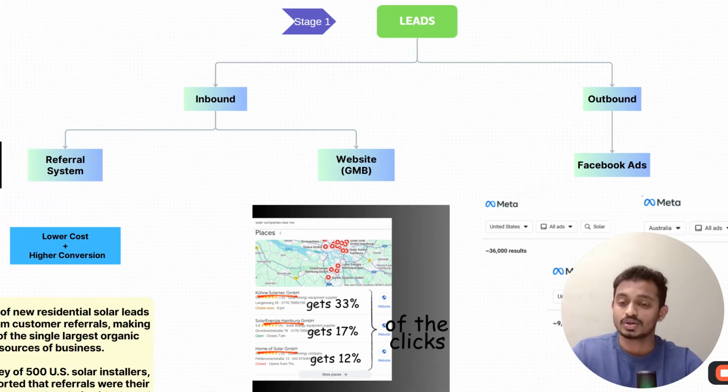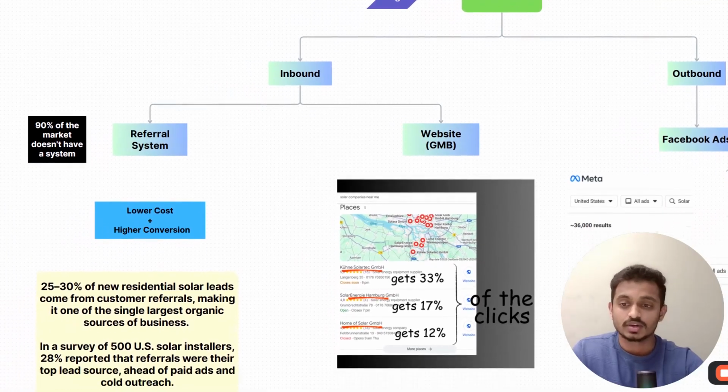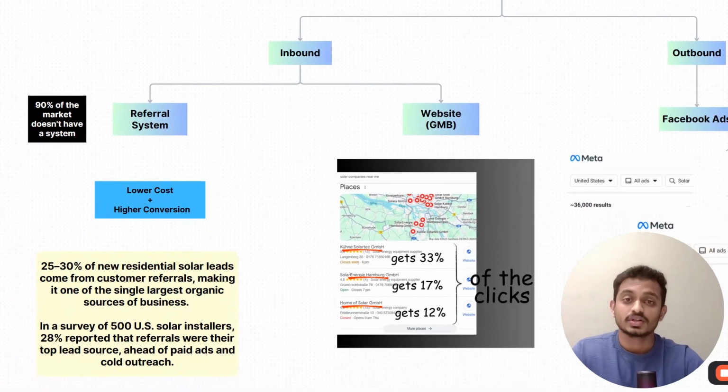For inbound, you have your referral system and your website slash GMB profile. And for outbound, you have Facebook advertising. Starting with referrals, referrals are the key to low cost and high quality leads with minimum effort. All you need is an automated referral system and a strategy. I've seen 90% of the market doesn't have a system in place.